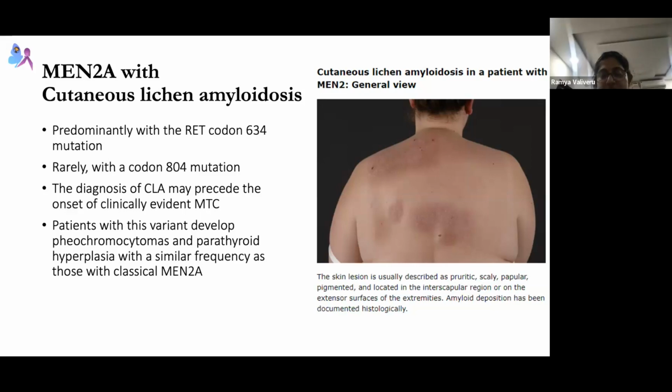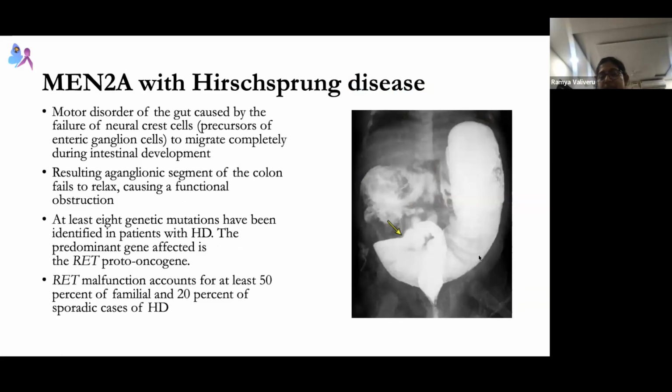Yes, you're right. The constricted part is unable to dilate, so there is accumulation of the feces, and the proximal part dilates. The normal part is the one that is dilated, and the constricted part is the one that is abnormal.